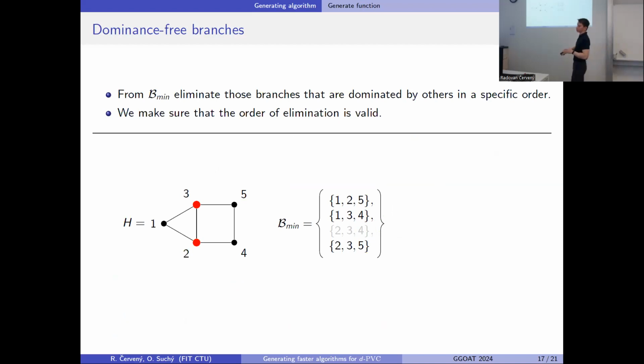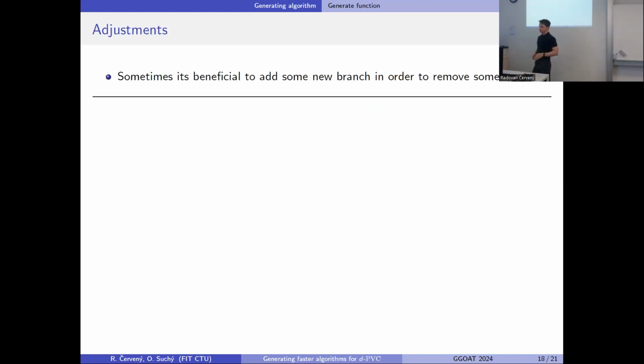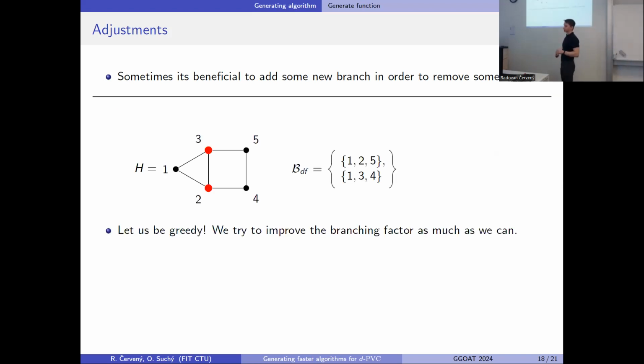So from the minimal branches, we will have some elimination order, which we will ensure is valid. It's not important how we get there, and we will filter the branches that are dominated by some other branches. And what we are left with is dominance-free branches. Okay, and the last thing that is a good thing to do is something we call adjustment, and this is, again, a very naive, trivial heuristic. How we can improve the branches, and it's basically this.